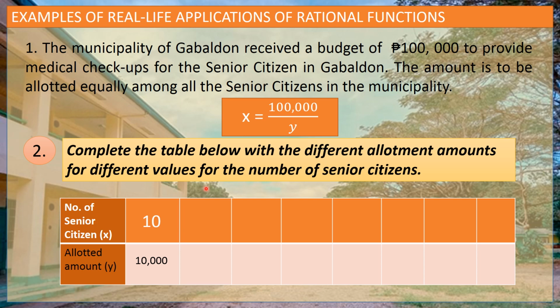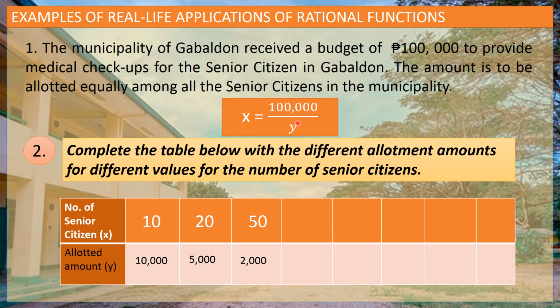Okay? Next, what if we have 20 senior citizen in Gabaldon? How much will be the allotted amount for each senior citizen? So, 100,000 divided by 20, the value of y, so that is 5,000 pesos. Okay? So, ibig sabihin, tagpa 5,000 pesos lahat ng ating senior citizen. What if we have 50 senior citizen? How much will be the allotted amount for each senior citizen if we have 50? 100,000 pesos divided by 50, that is 2,000 pesos.